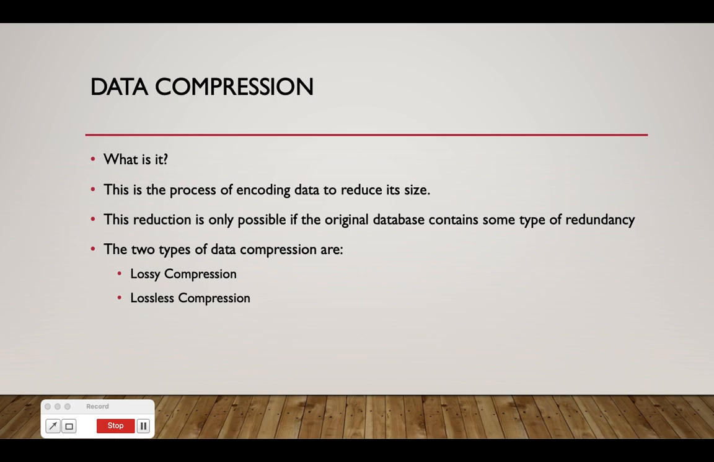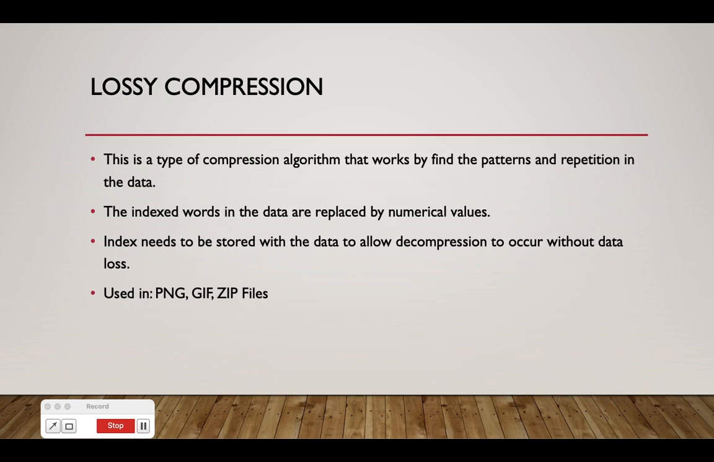So what is it? It's a process of encoding data to reduce its size. This kind of reduction is only possible if the original data contains some type of redundancy. The two types of data compression we're going to talk about are lossy compression and lossless compression. So lossy compression works by finding the patterns and repetition in the data. The index words in the data are then replaced by numerical values. The index needs to be stored with the data to allow decompression to occur without any data loss.